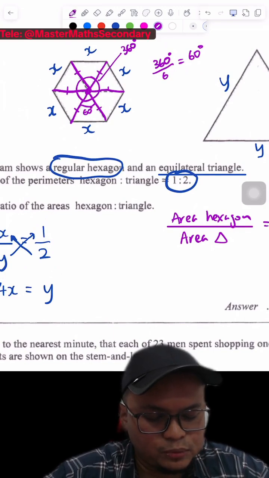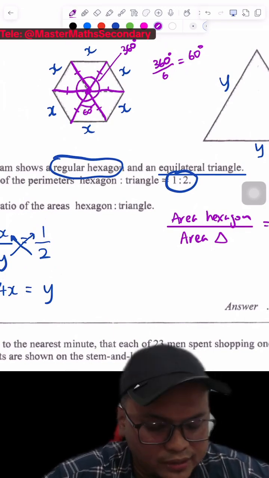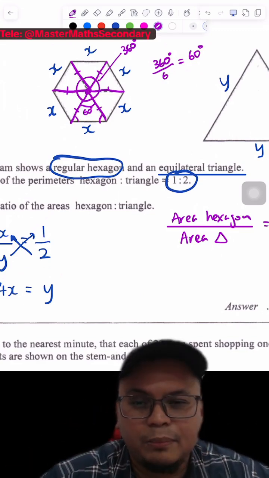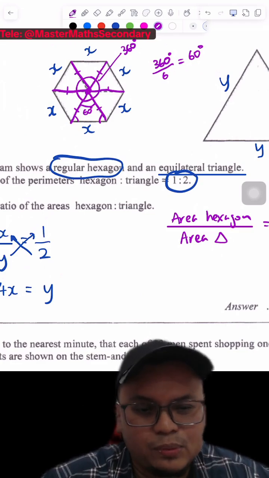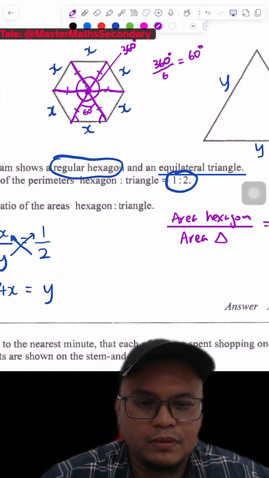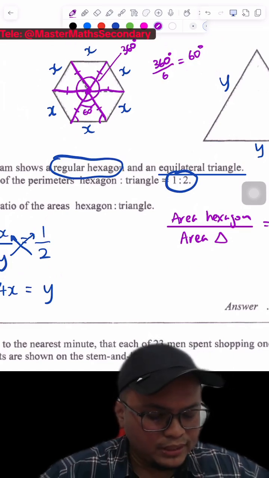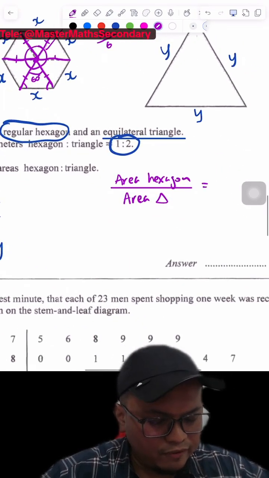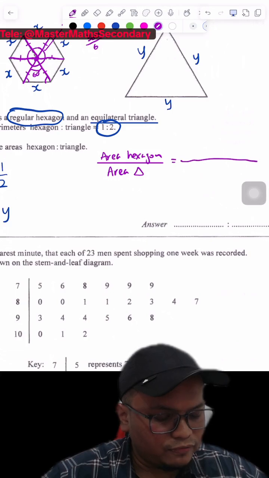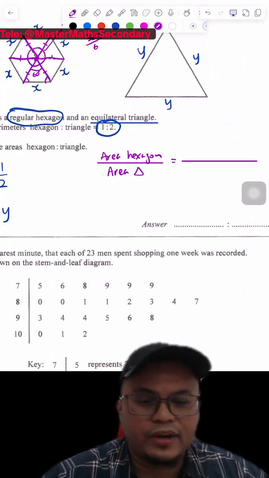So what you have is an isosceles triangle. If the top is 60, then the two bottom base angles must also be 60, and that's why we know it's an equilateral triangle. So what we can do here is this: to find the area of the hexagon, we can take the area of one of the triangles there.